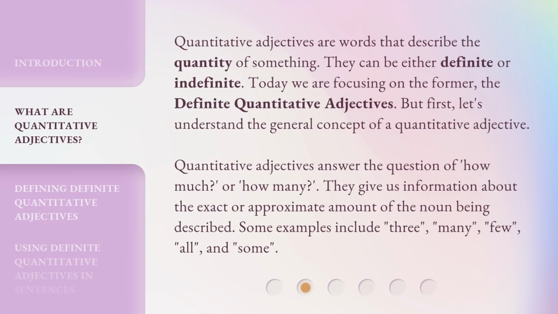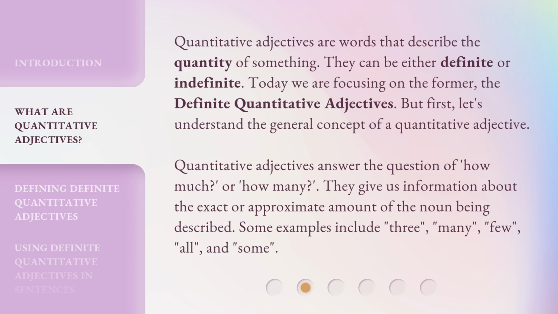Quantitative adjectives are words that describe the quantity of something. They can be either definite or indefinite. Today we are focusing on the former, the definite quantitative adjectives. But first, let's understand the general concept of a quantitative adjective.